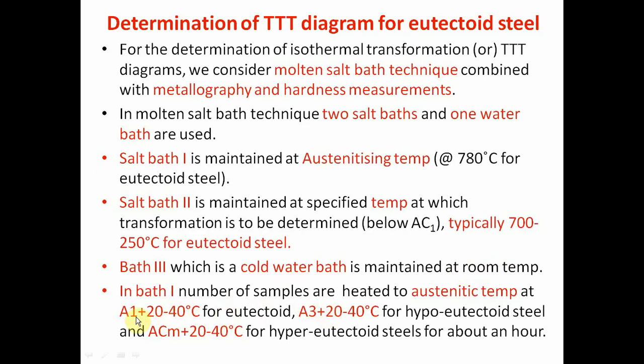In case of a eutectoid steel, the temperature of the first bath maintained is A1, that is the lower critical temperature, plus 20 to 40 degrees Celsius. In case of a hypoeutectoid steel, it is A3 plus 20 to 40 degrees Celsius. And in case of a hypereutectoid steel, the temperature is maintained at ACM, that is the upper critical temperature for cementite transformation, plus 20 to 40 degrees Celsius. So selection of temperature depends upon what kind of steels we are going to heat treat or whose TTT diagram we are going to plot.